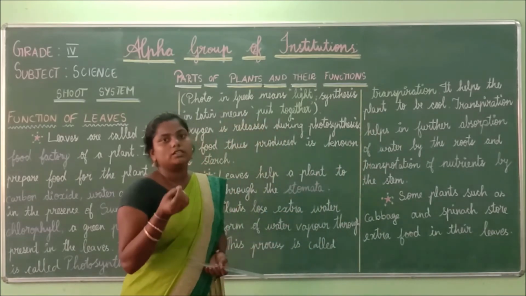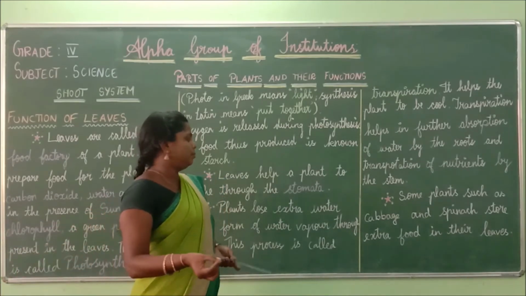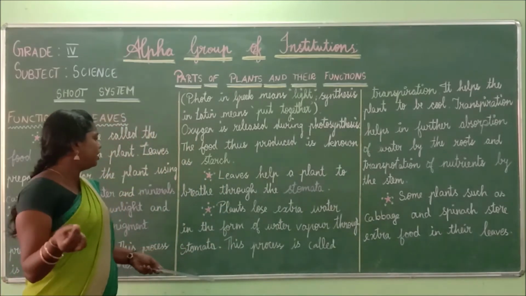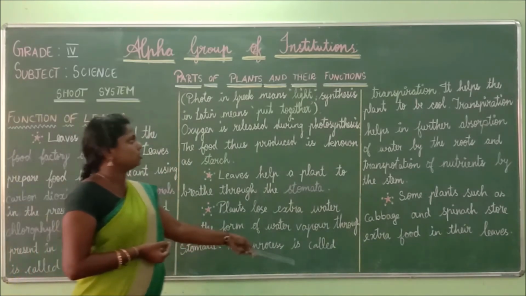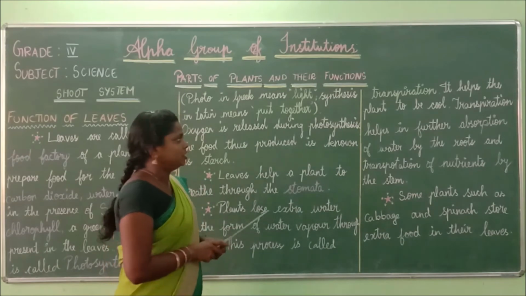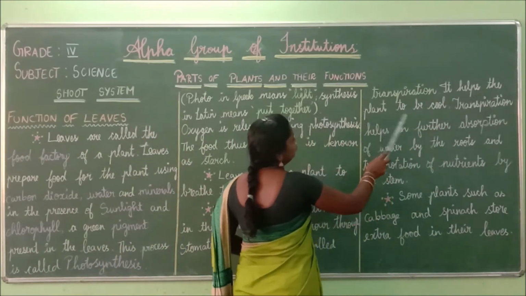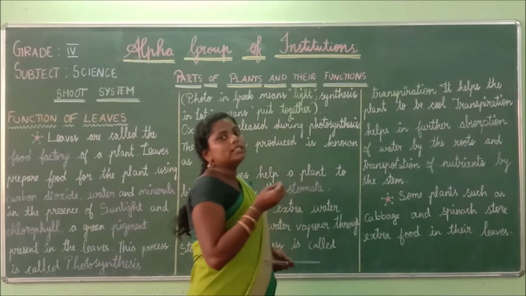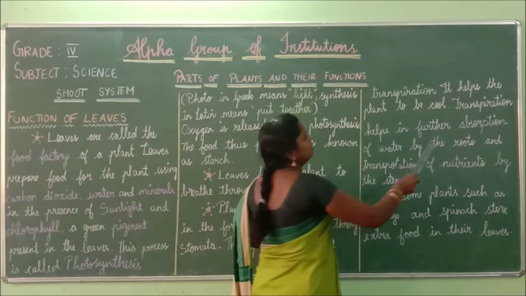The extra water in the plant will go out as water vapor. From where will it go? Through the stomata it will go. So this process is called transpiration. It helps the plant to be cool. So this keeps the plant cool.